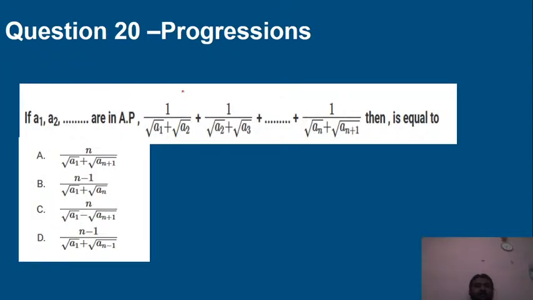So now let us take a look at the next question, again based on progression. I'm going to give you guys 3 minutes and then we'll solve it together.